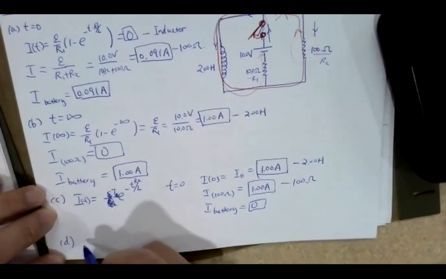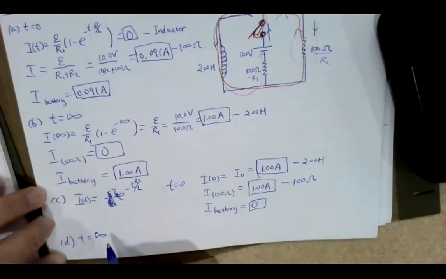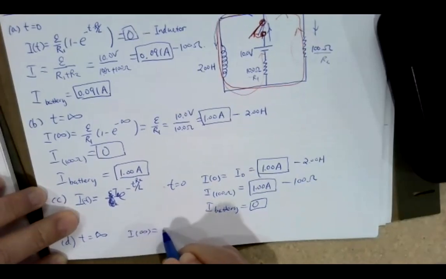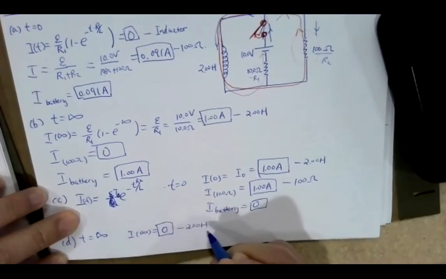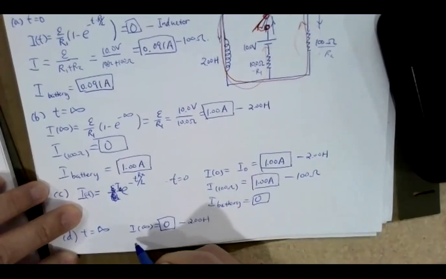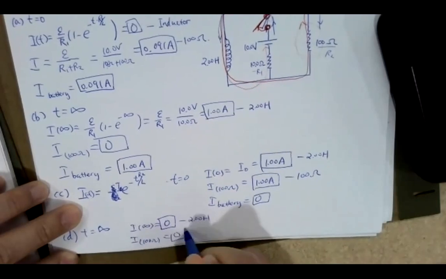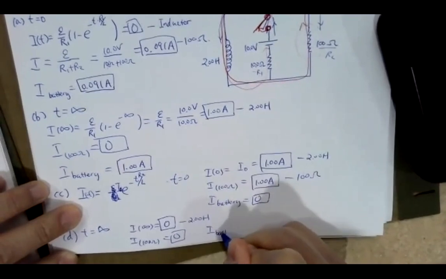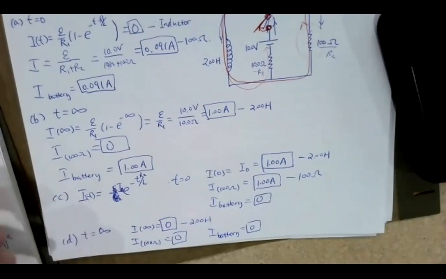For part D, it's asking you what would be the currents again after the switch is open for a long time. So after a long time, you can see t is infinity. So your I will be equal to 0. This is on the 2.0 Henry inductor. And then on your 100 ohms, that should also be 0 because it is in series with the inductor. And then the battery should also still be 0 because the switch is still open.